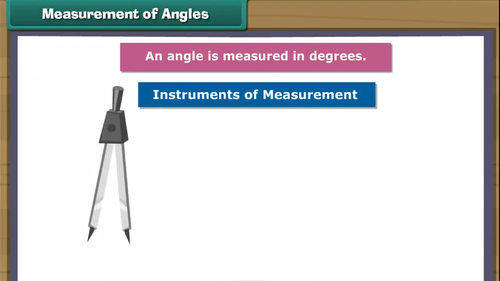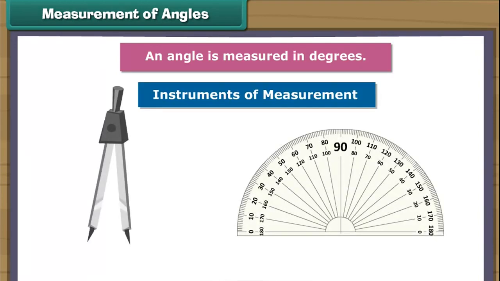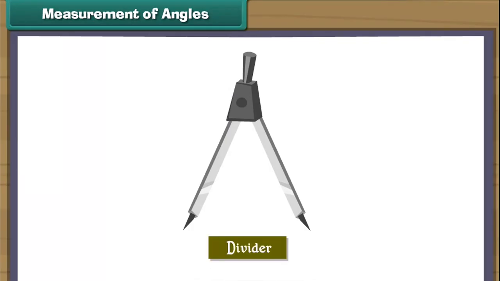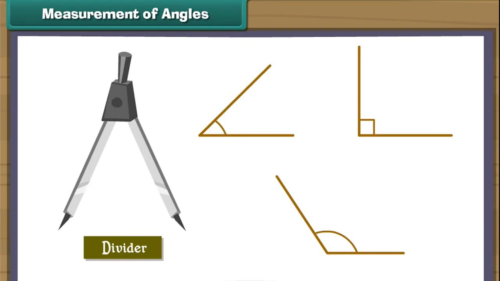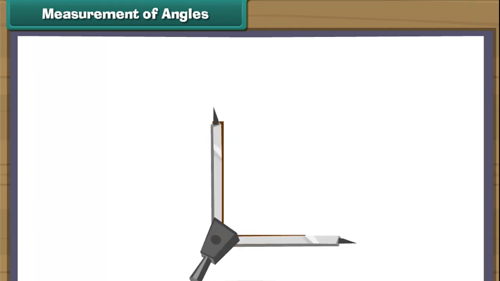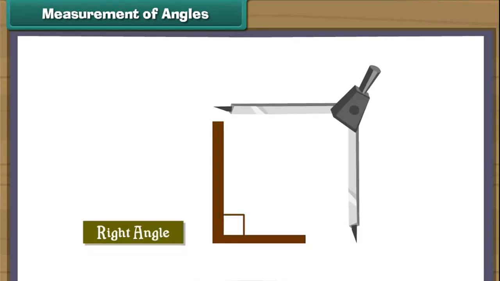Measurement of angles. An angle is measured in degrees. Let us now measure angles with 2 different instruments: a divider and a protractor. Look at this object. It is used to measure angles. Let us see how. Write letter L of the English alphabet. Place the divider on L and adjust it to coincide with L. Lift the divider up. The angle formed by it is a right angle.